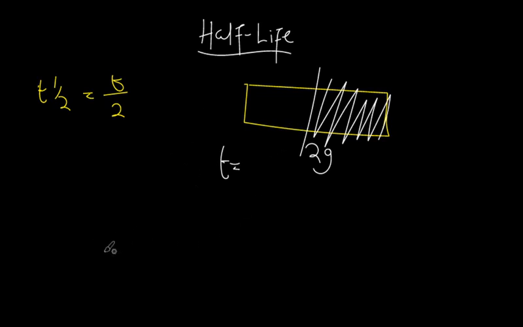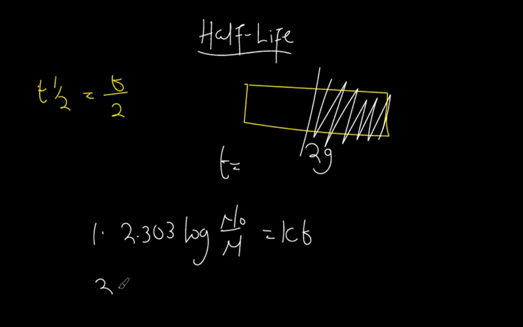Now, for us to be able to successfully calculate the half-life of a radioactive material, there are 2 formulas we normally use for this calculation. The first one is 2.303 log N naught over N equals Kt. And the second one is half-life equals 0.693 divided by K.